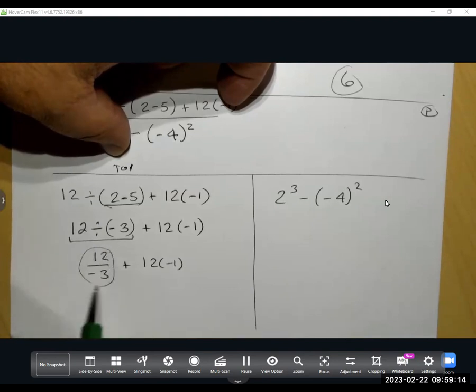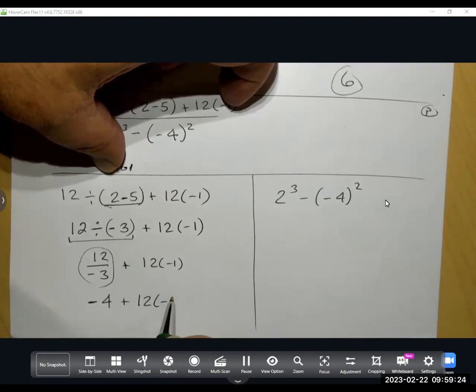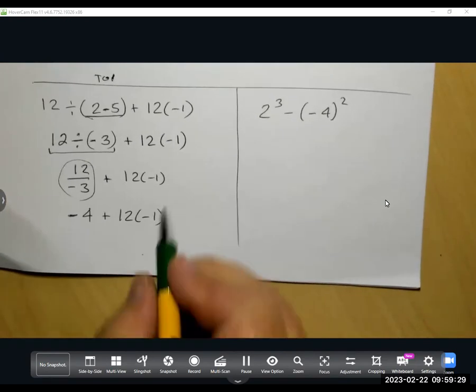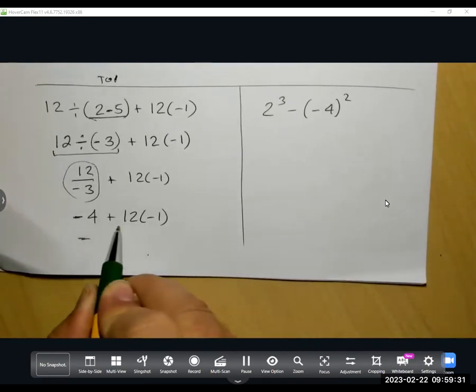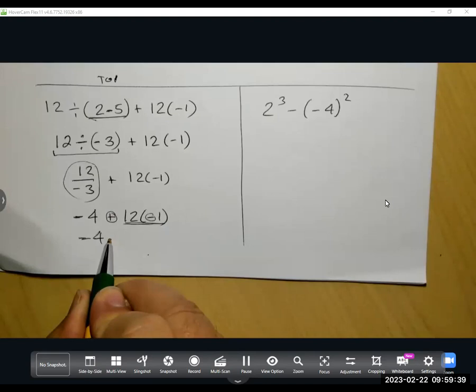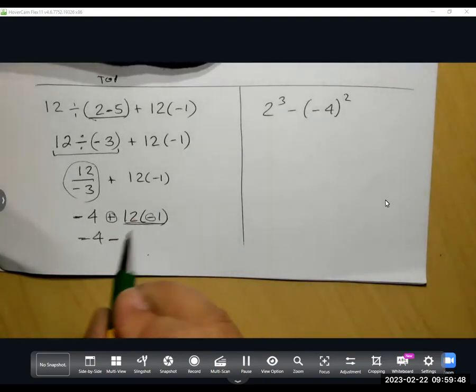Is this going to be positive or negative? Negative. 12 divided by 3 is 4, so negative 4. Plus 12 times negative 1. Now what do we do? This multiplication. Positive times negative makes it a negative, since if you're multiplying and the signs are different, it's a negative. 12 times 1.